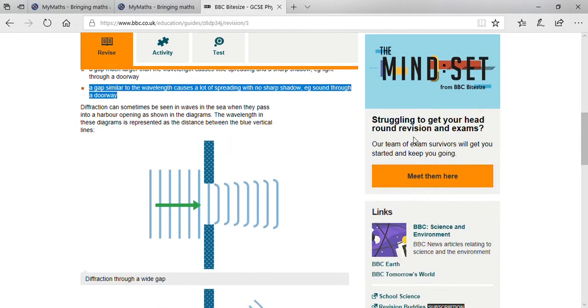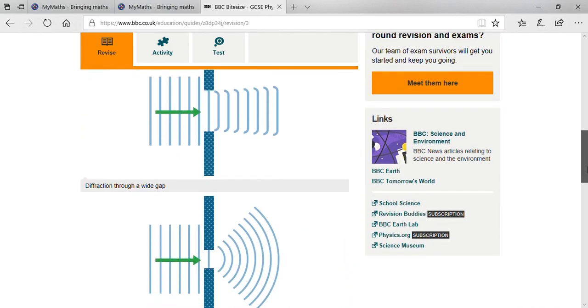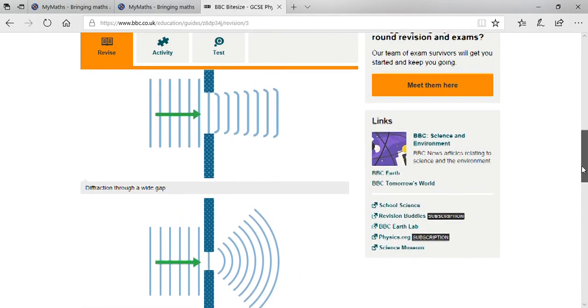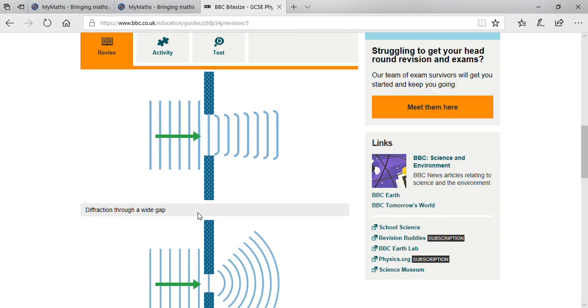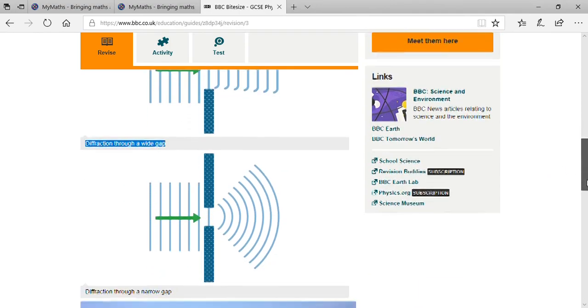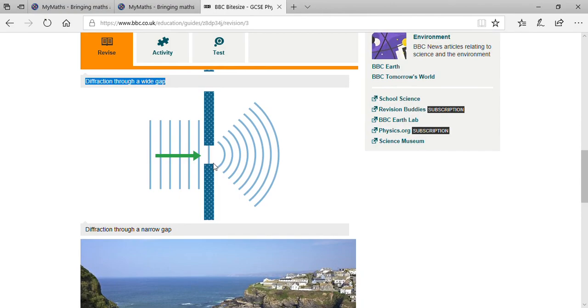So diffraction can sometimes be seen in sea waves when they pass into a harbor opening, as you are seeing in your diagram. Here you can see the wavelength in this diagram is represented as the distance between the blue vertical lines. Next, the first condition I told you is diffraction through a wide gap. When the gap is wide, diffraction is a little less and the waves stay more parallel. But when the gap is narrow, the diffraction is sharper, just like a wavefront. Understand?